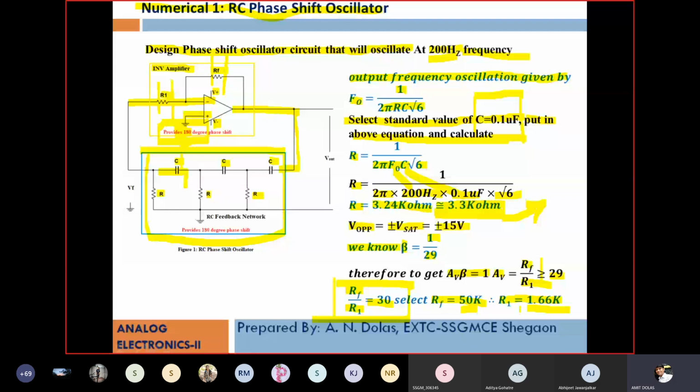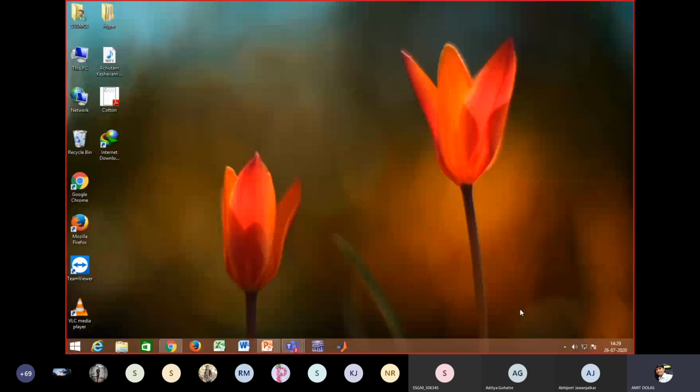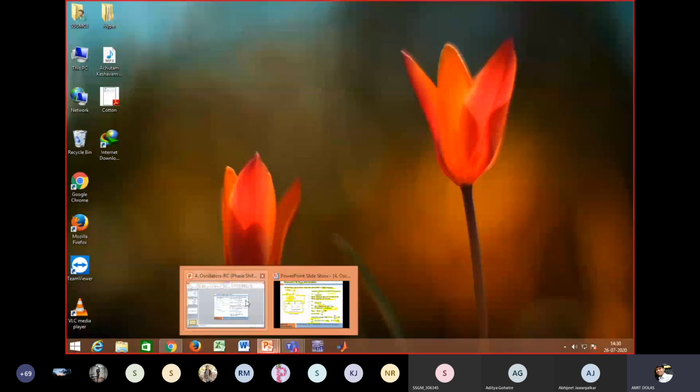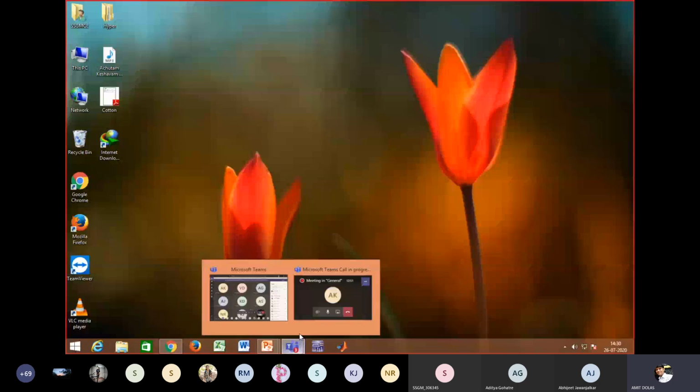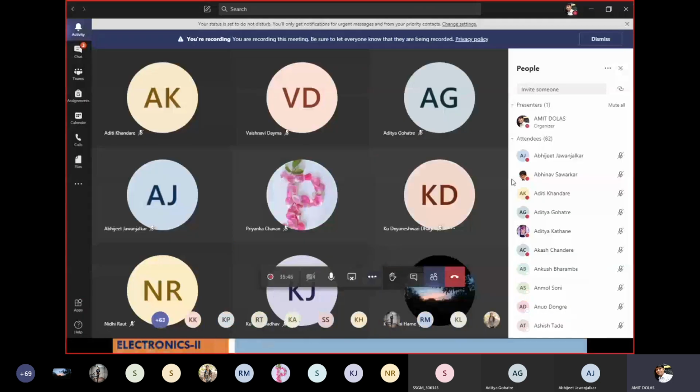If you have no doubt regarding the RC phase shift oscillator. If you have any doubt, you may ask me. I'll wait for 2 minutes, else I'll move to the next point. Any question on this topic?